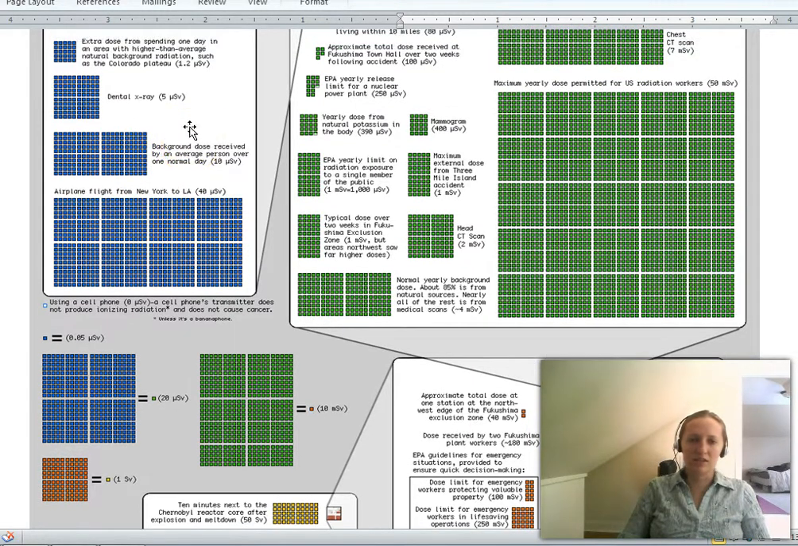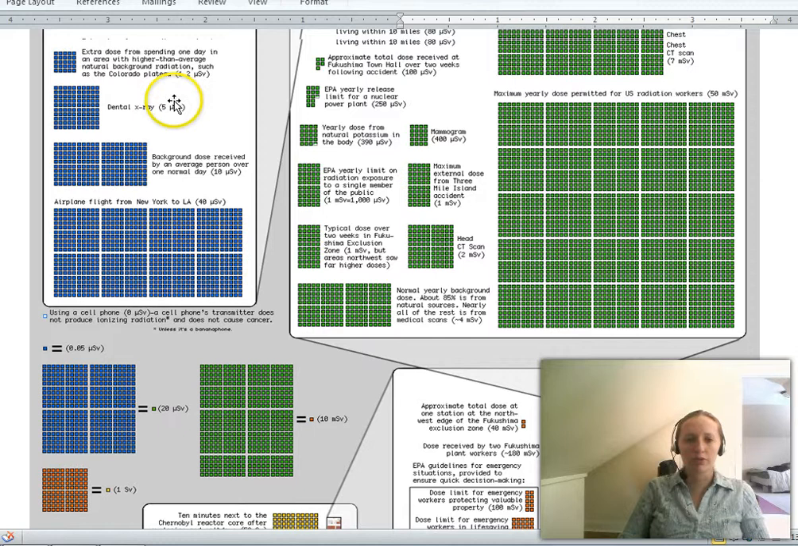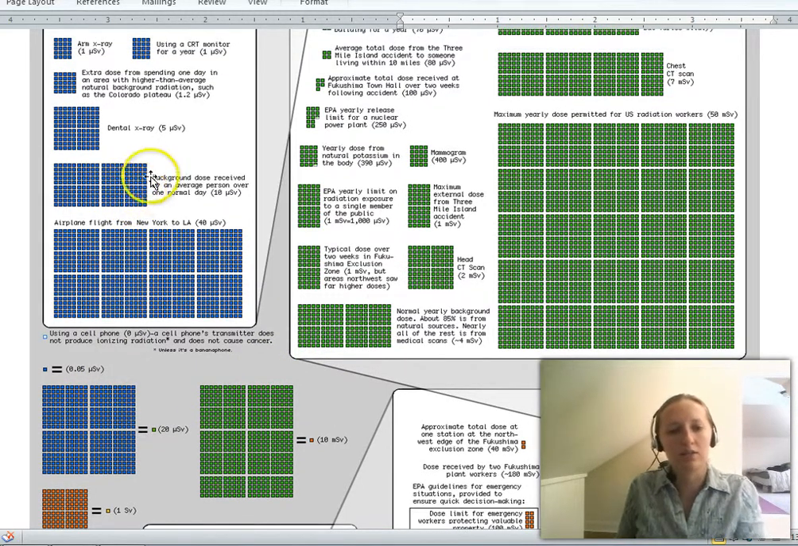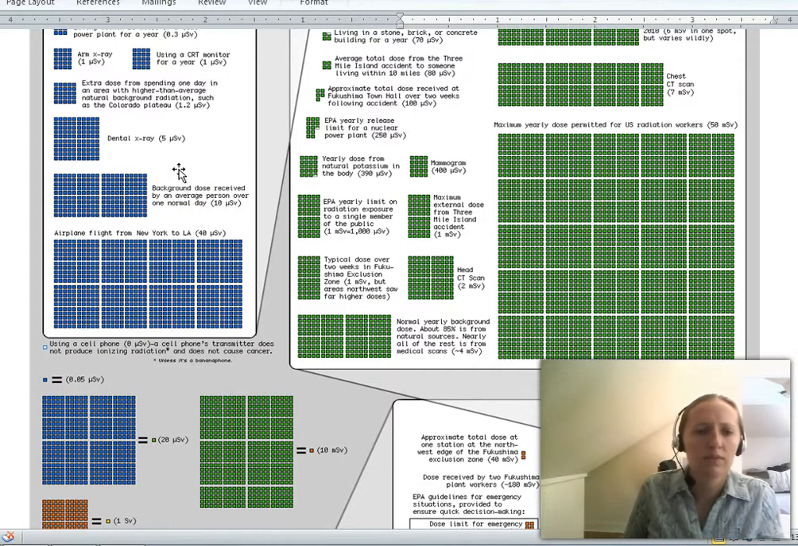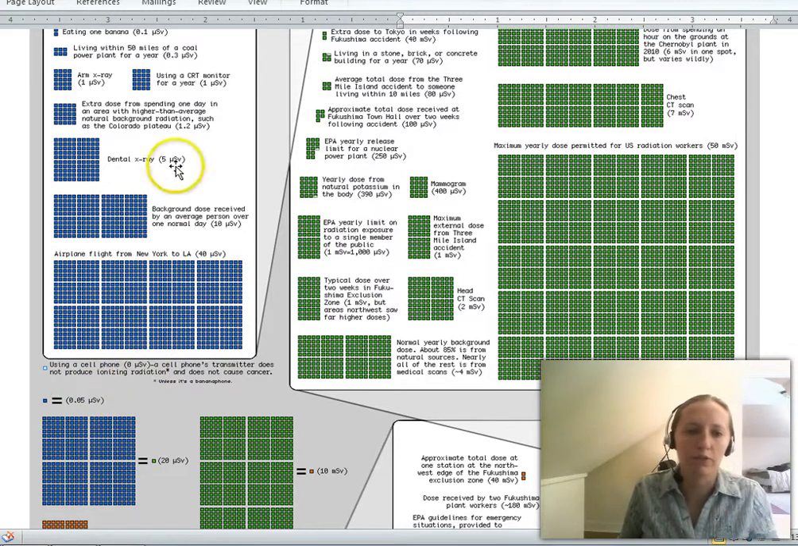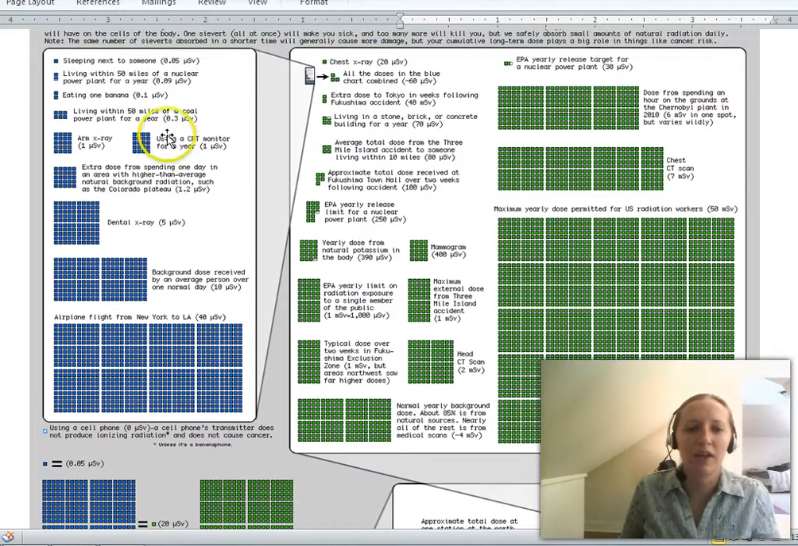So here we have the unit that he's using, the sievert, and we've got microsieverts here in blue, and some millisieverts in green. So what we've got is, for example, one little blue square is 0.05 microsieverts. And I love that eating a banana will give you 0.1 microsieverts because bananas contain potassium, and one of the common isotopes of potassium is somewhat radioactive.